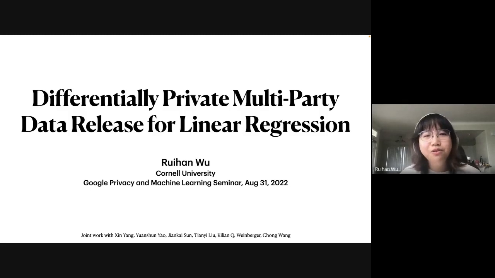So I will introduce our recent UAI paper, Differentially Private Multi-Party Data Release for Linear Regression. This is joint work with Xing, Yuanshun, Jiankai, Tianyi, Kilin, and Chong.